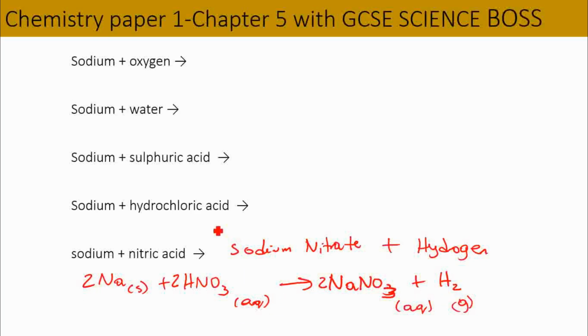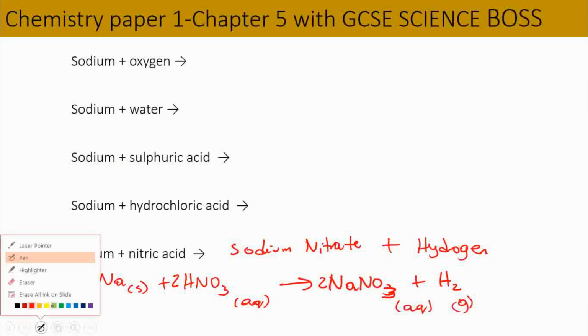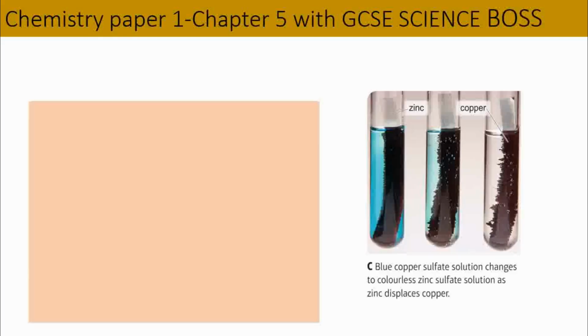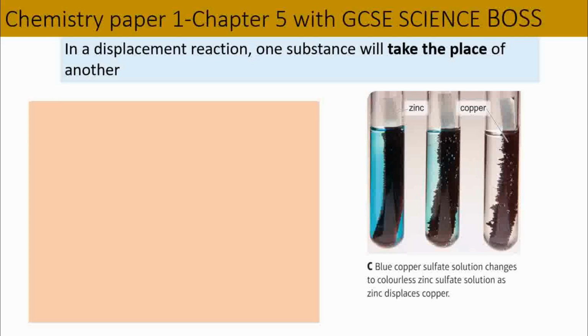So these are the general reactions that you need to know for metals. So metal plus oxygen, metal plus water, metals plus acid. Make sure you know all of those. So moving on now to displacement reaction. Now, what exactly is a displacement reaction? A displacement reaction is a reaction in which one substance takes the place of another, or it displaces it.